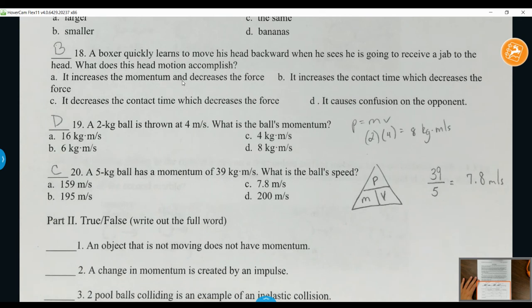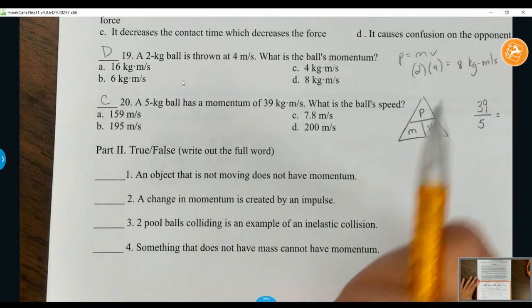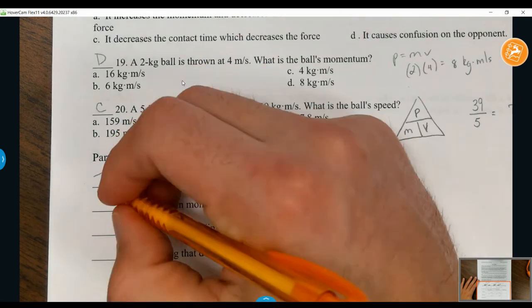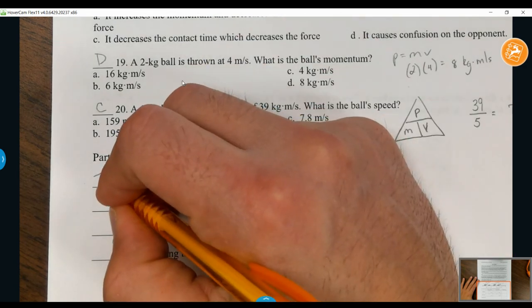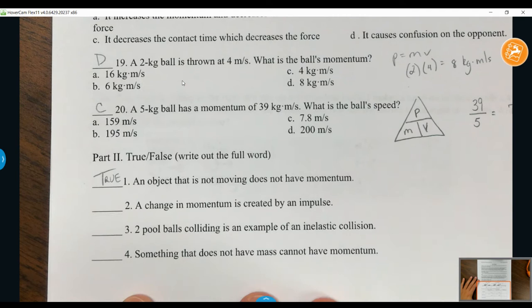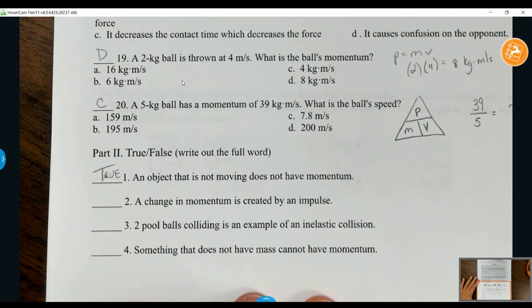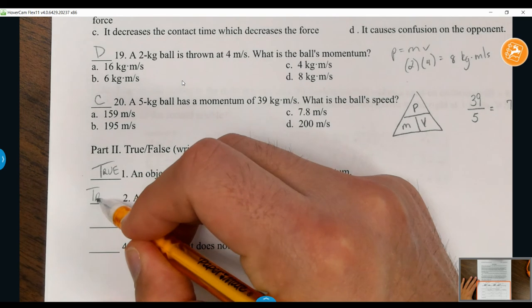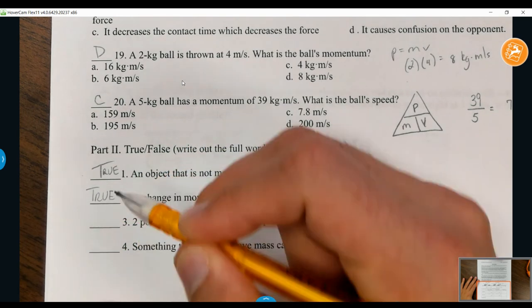Okay, an object that is not moving does not have momentum. Is that true or false? If it's not moving, it absolutely cannot have momentum. So we got true. A change in momentum is created by an impulse. Yep.